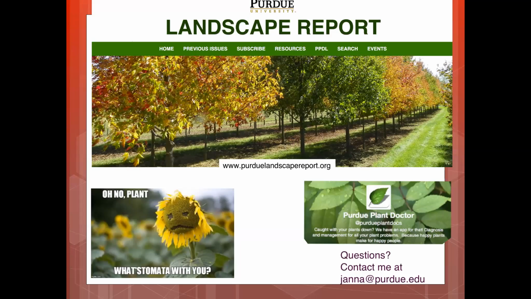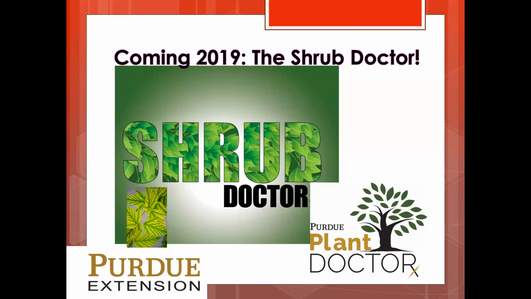We also try and provide information via the Purdue Landscape Report, and we do have something on sudden oak death when we did find it back in May. Well, we found it in April, but we were able to report on it in May. And last but not least, Cliff and I, more Cliff than me, have been working on the Shrub Doctor and hope to have that out shortly.